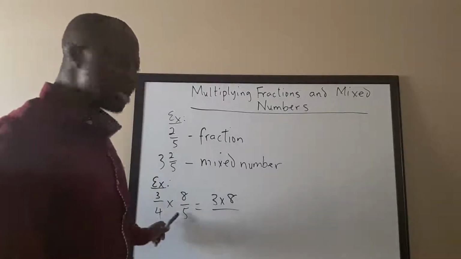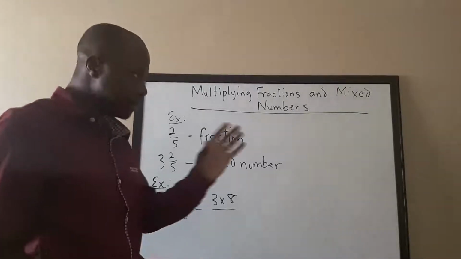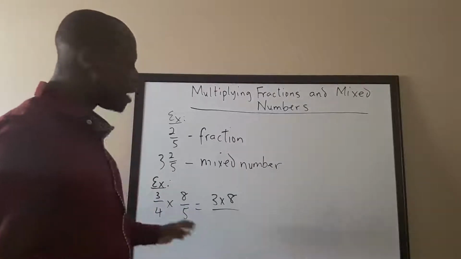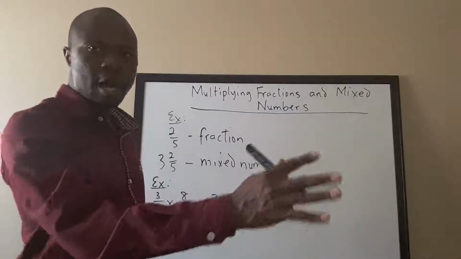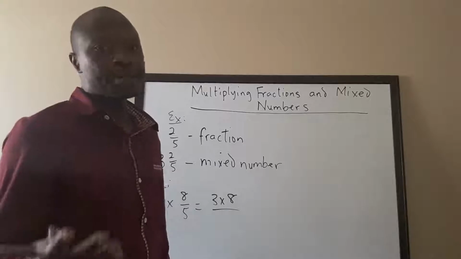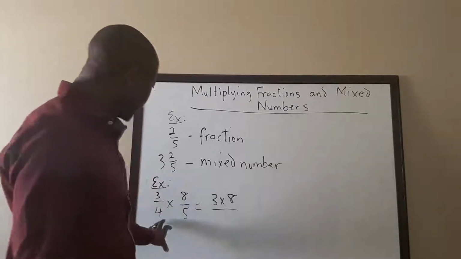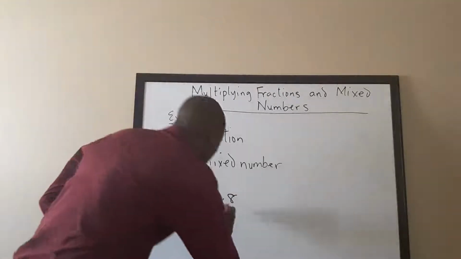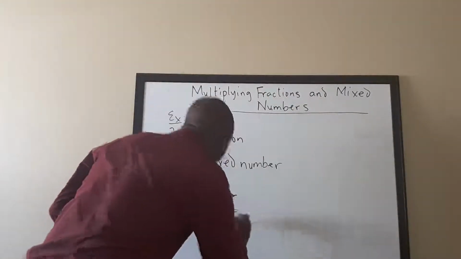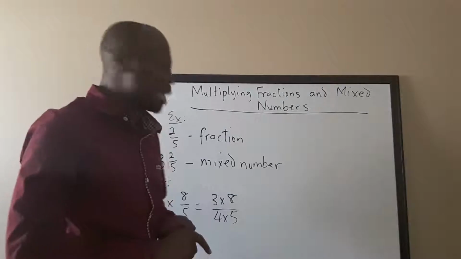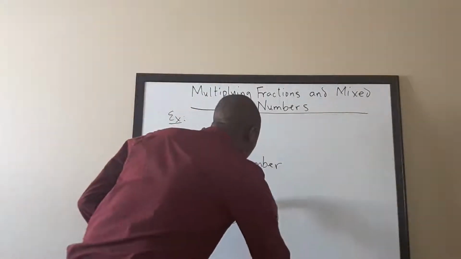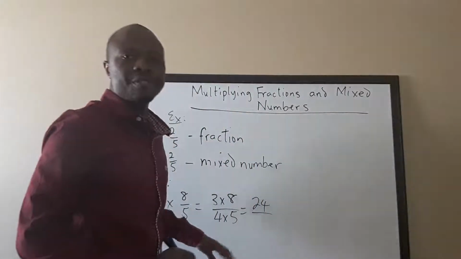3 over 4 times 8 over 5. So we're going to multiply the top and we're going to multiply the bottom. So the top is 3 times 8. The bottom is 4 times 5. So 3 times 8 is 24. 4 times 5 is 20.